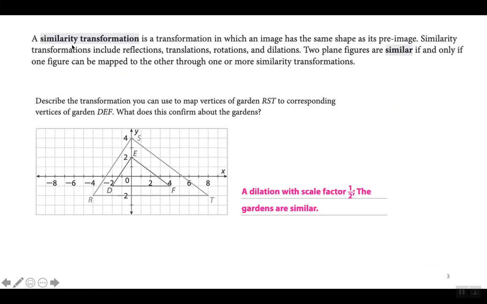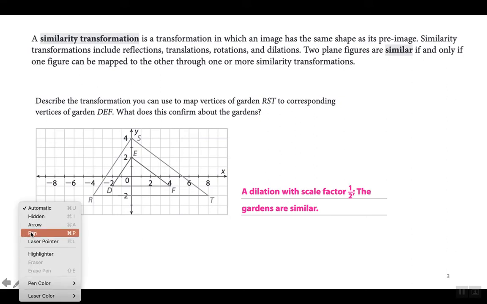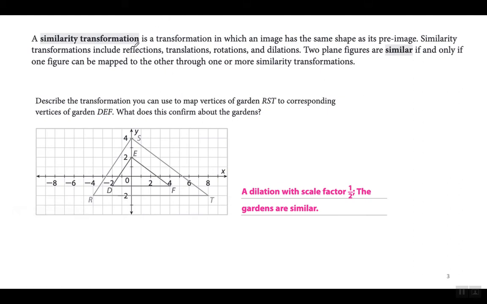All right, so a similarity transformation is a transformation in which an image has the same shape as its pre-image. Similarity transformations include reflections, translations, rotations, and dilations. Basically, all the transformations that we've studied. Several chapters before, I talked about rigid transformations, which were these three, but did not include dilations, because in a rigid transformation, the figure stays the same size. But if we're talking about similarity, then it's all of these transformations as well as dilations.